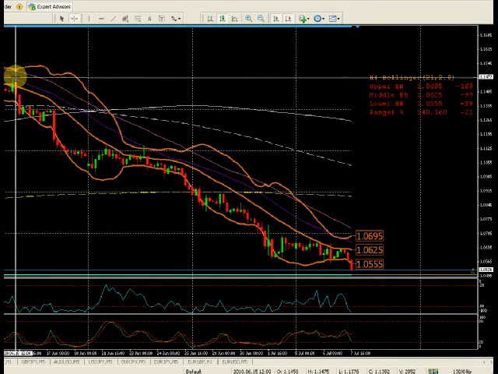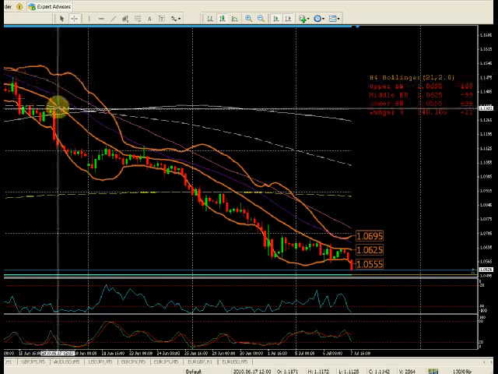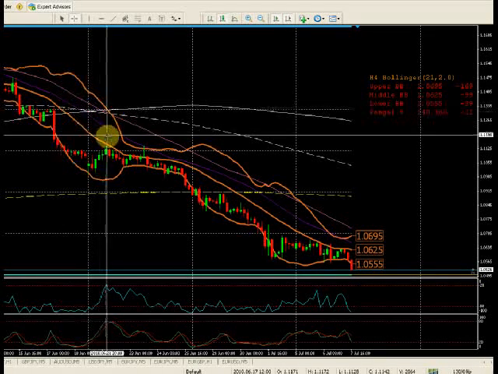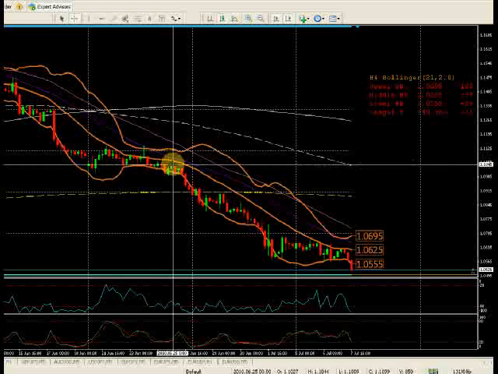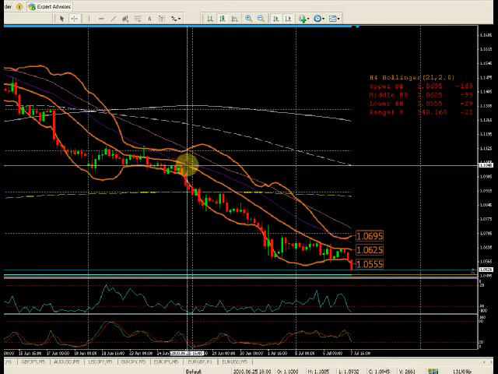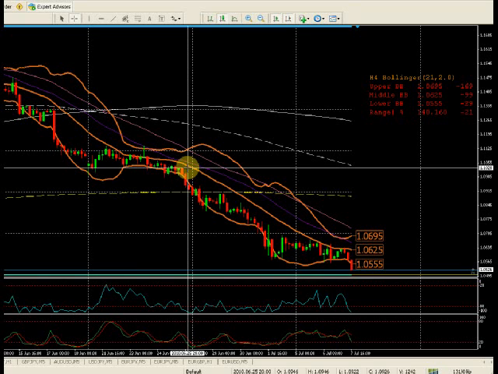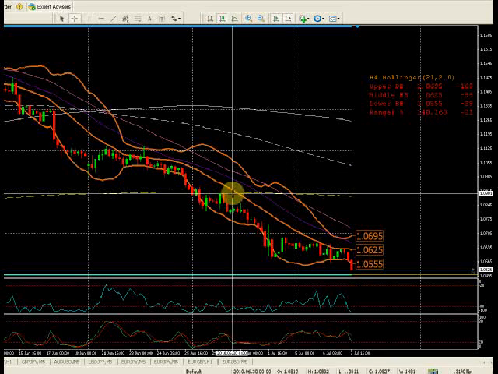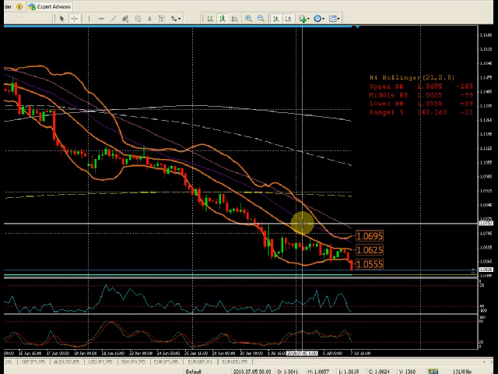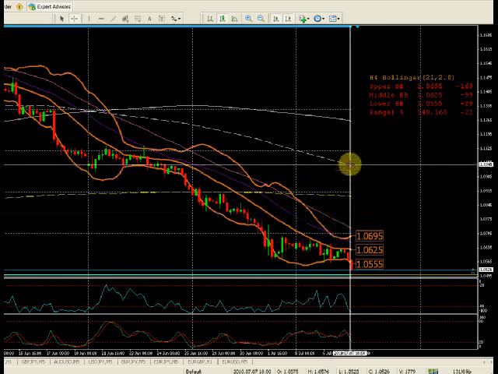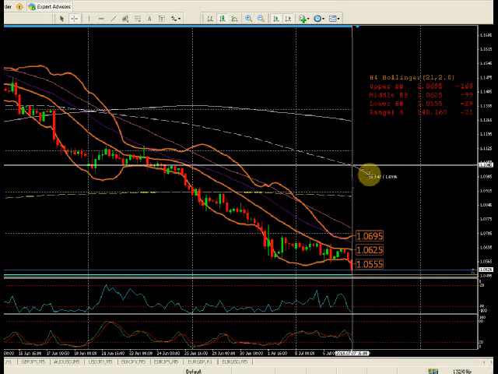115.45, 114.85, 113.45, 111.45, 110.25, 109 even, 107.50. So now when this E1 line, as you can see, it looks like it's somewhere around here, and its angle somewhere around here.